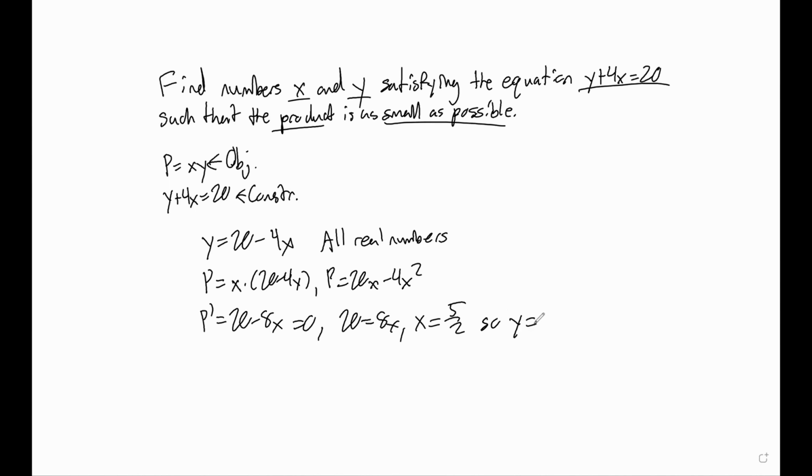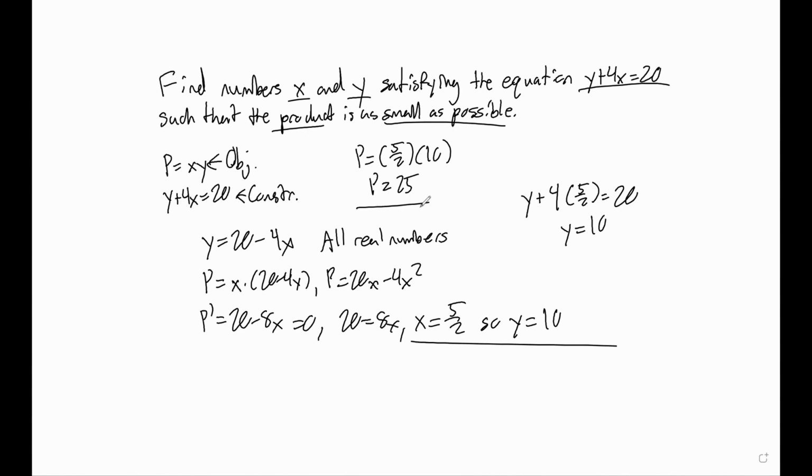And so we can find y by substituting that back into the constraint. So y plus 4 times 5 over 2 is equal to 20. Once we simplify, we get y is equal to 10. All right, so now that we have that, it's still asking for the product. So let's put this all back in. So P is equal to 5 over 2 times 10, and we get that P is equal to 25. So this is our final answer. The product is as small as possible when P is equal to 25.